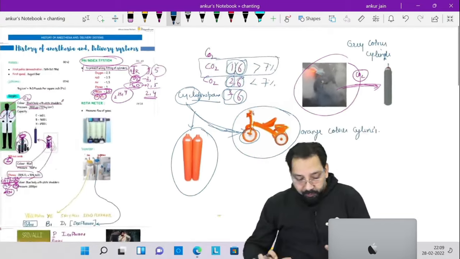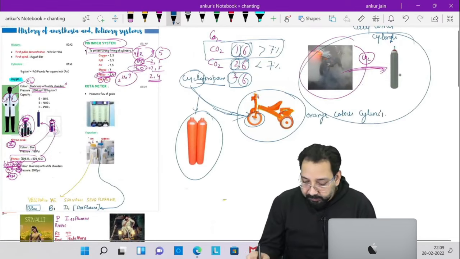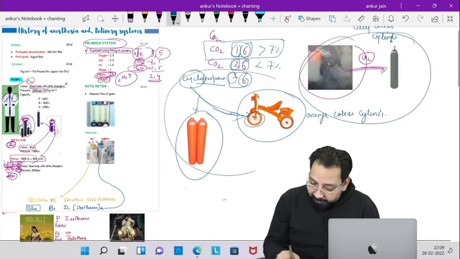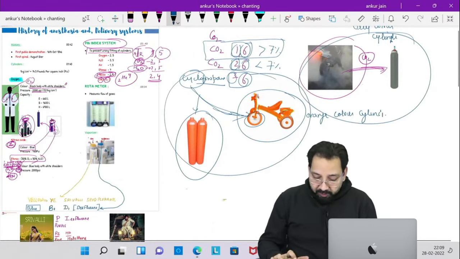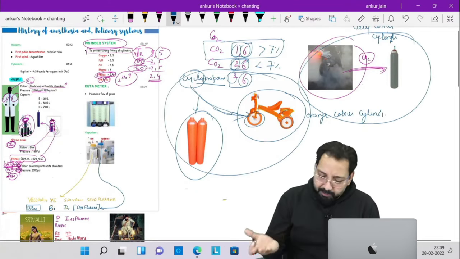Now you can easily remember the color of the cylinders. That is gray color for CO2, and cyclopropane is orange color. Yes, vitamin C is present in orange. You can remember it like that.